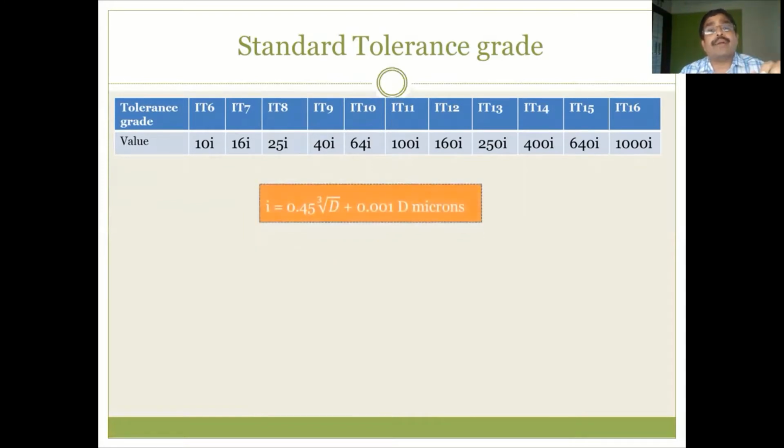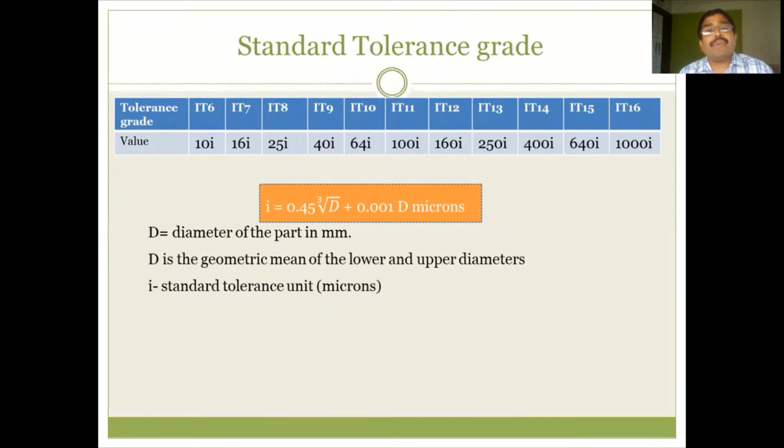When I'm calculating the i for this, the formula is given: i = 0.45 cube root of D plus 0.001D. When I calculate that value, I get it in microns. Now, my friend, when I'm talking about the D, I will tell you how we calculate the D. D is nothing but the square root of D max into D min.